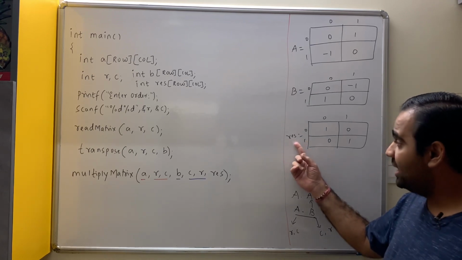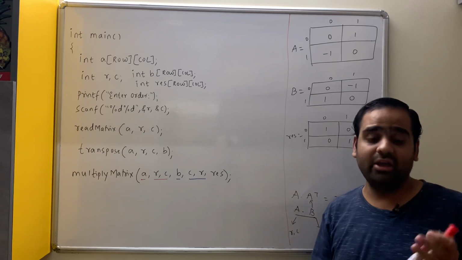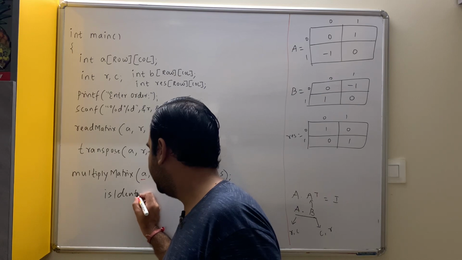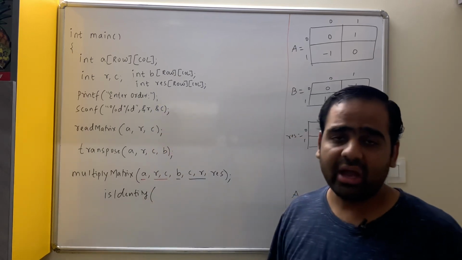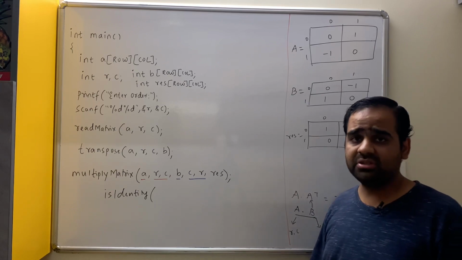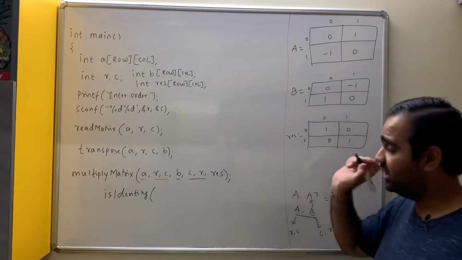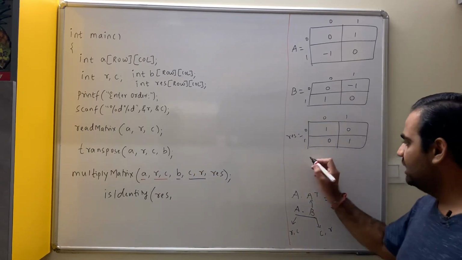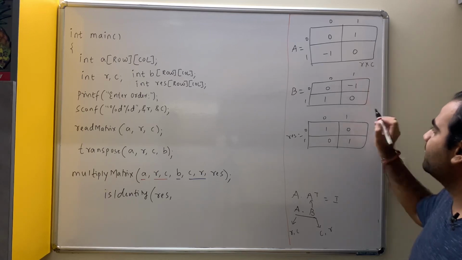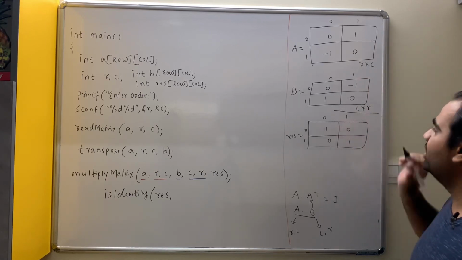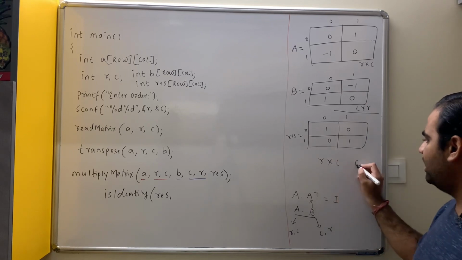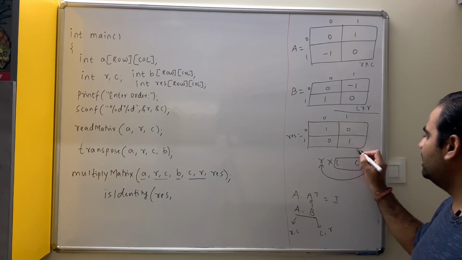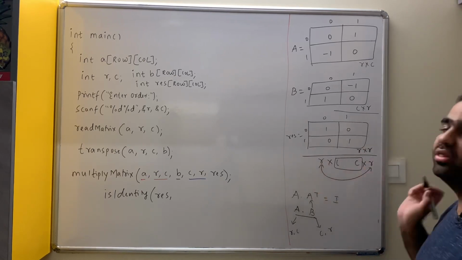Now this resultant matrix, I want to check whether it is identity or not. Therefore, I have already written one function called is identity. Again, I will give the link in the description section. Which matrix do I want to check? The resultant matrix. Now tell me what should be the order of the resultant matrix. If A is of order R cross C and B is of order C cross R, then C is equal to C, so the resultant matrix is of order R cross R.